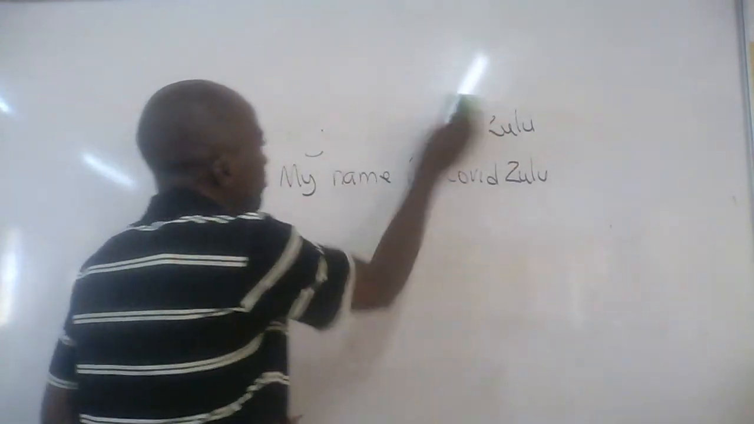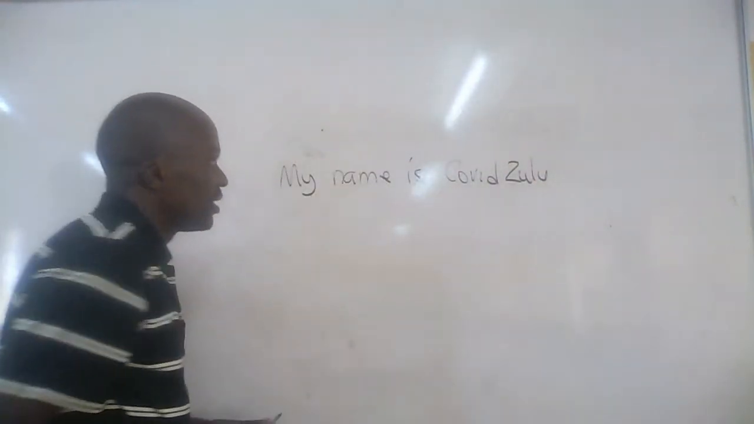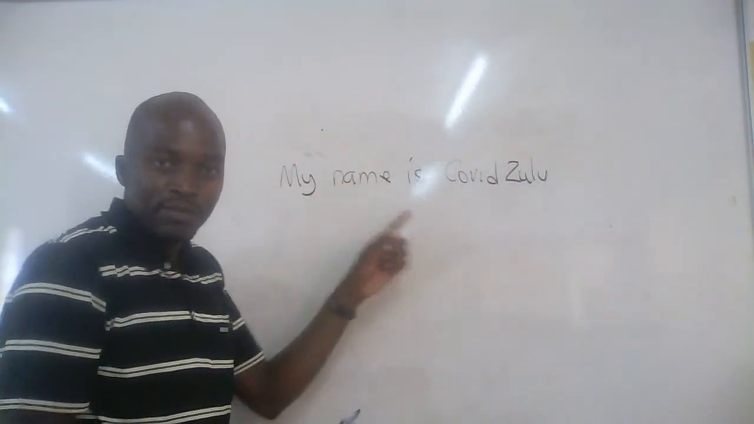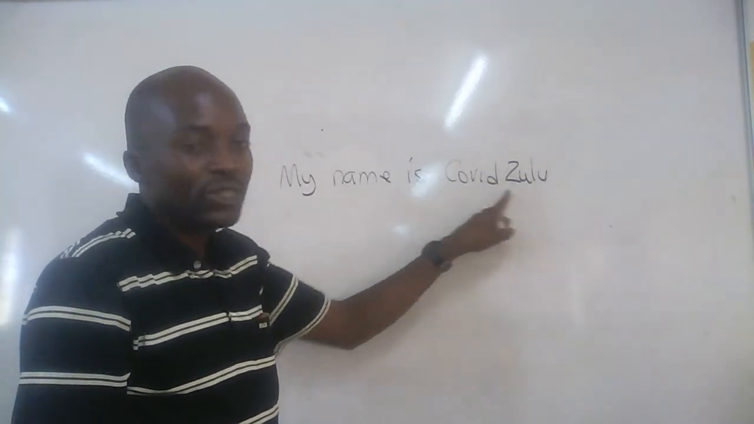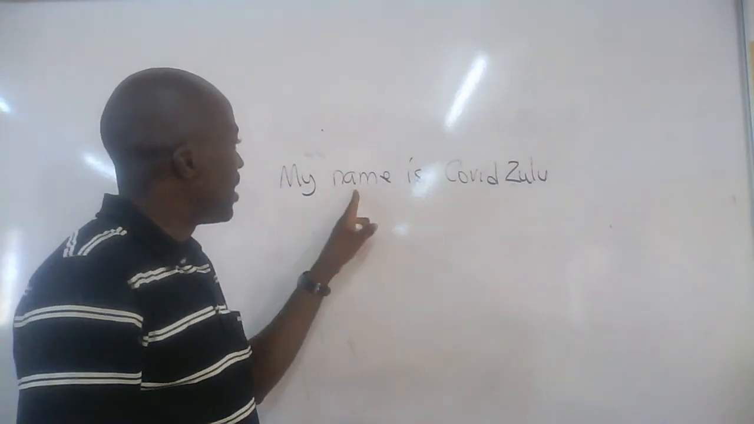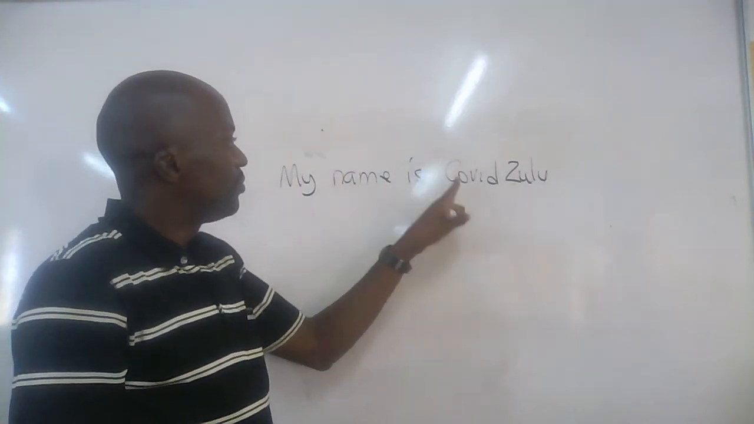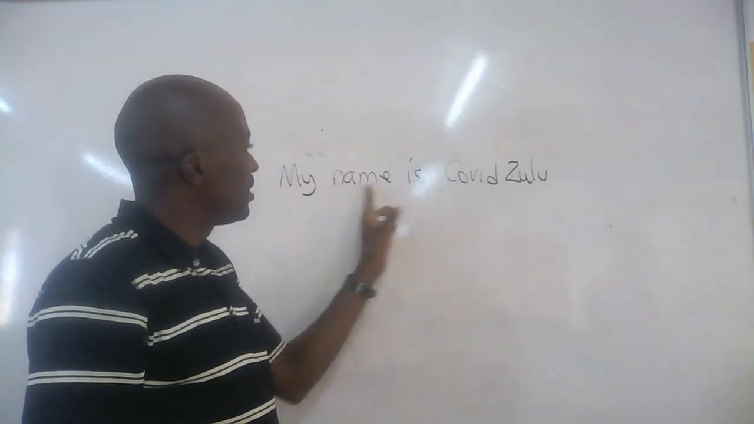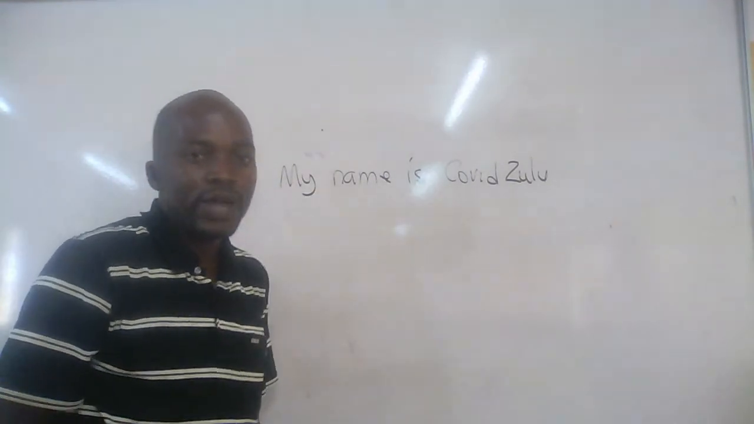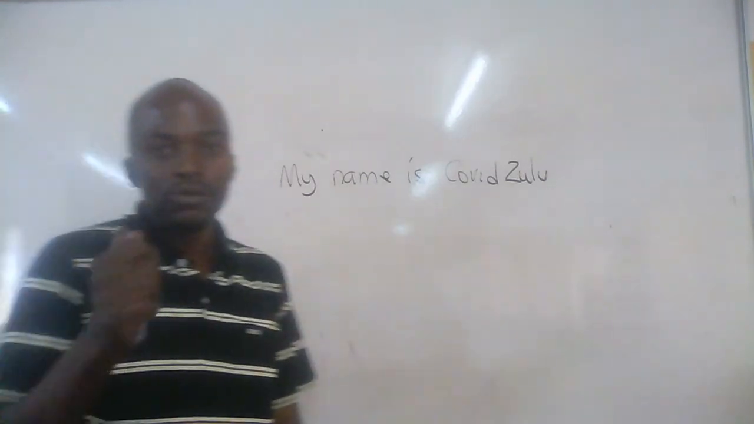This is just an example. So you type it 2 times. So don't put my name is Covid Zulu. I'm just giving you an example. Here you're going to put your name. For example, my name is Peter Tembo. You put it that way. So you can type this sentence 2 times. For today we'll end here.